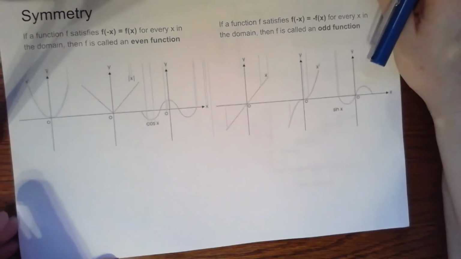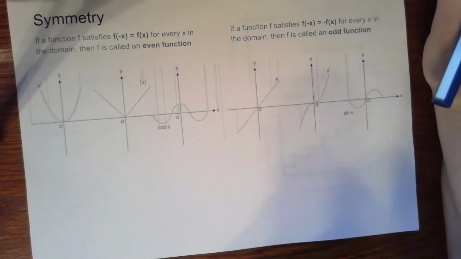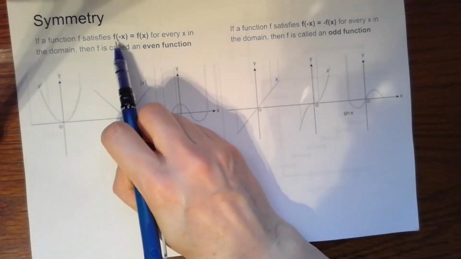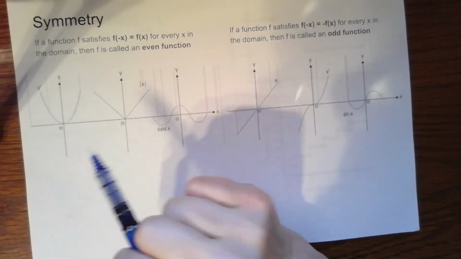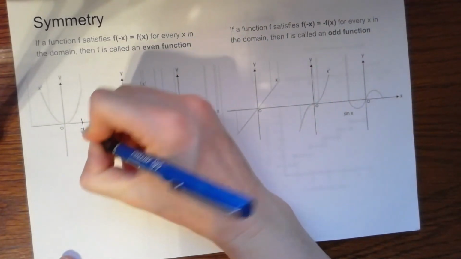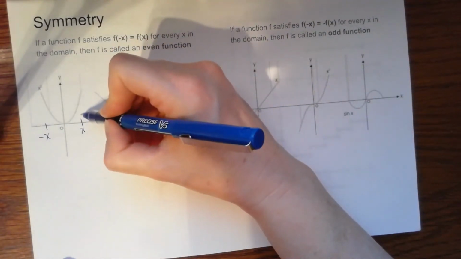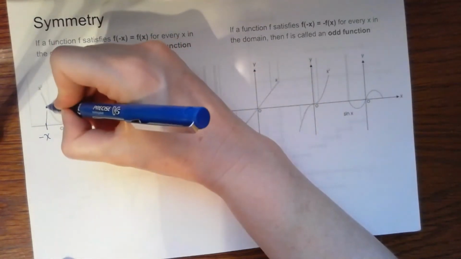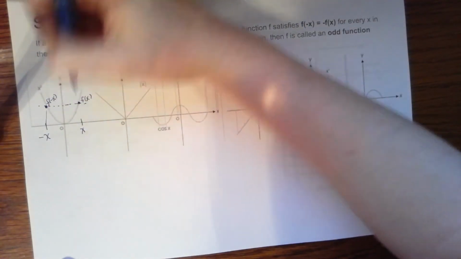All right, our next concept is symmetry. If a function f satisfies f of negative x equals f of x for every single x in the domain, then it's called an even function. Here are some examples. If here's x, and I go out to negative x, and I look at the value here, this is f of x, and the value here is f of negative x. Those are exactly the same.